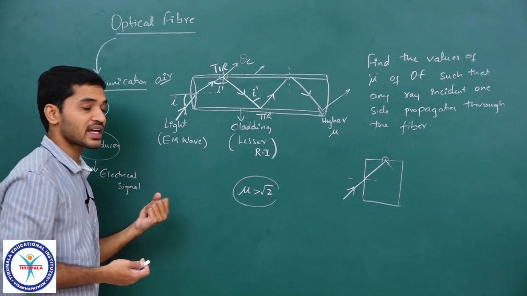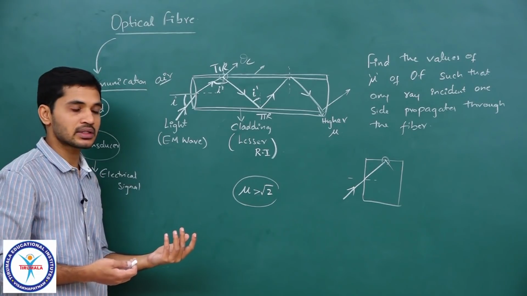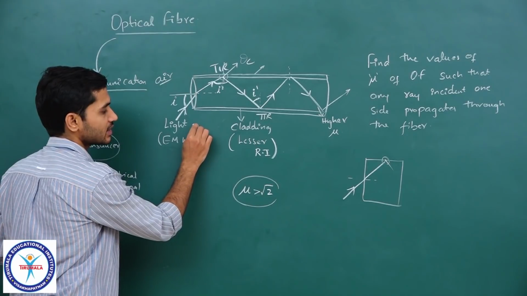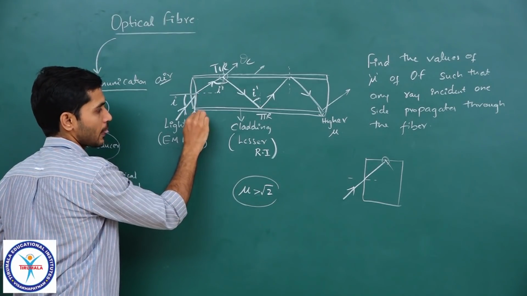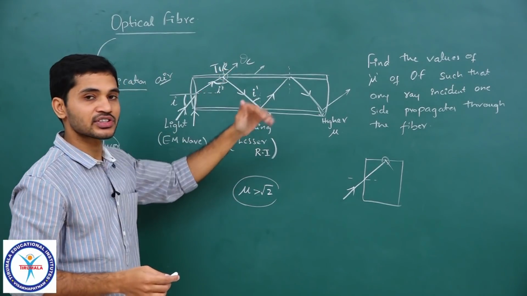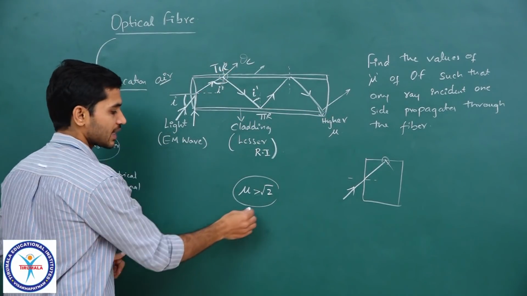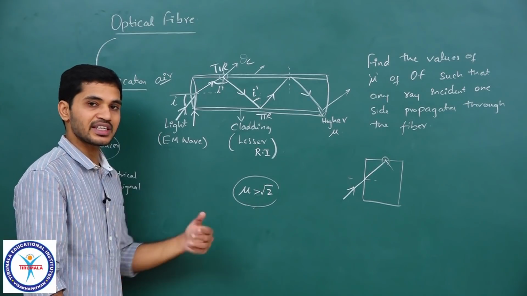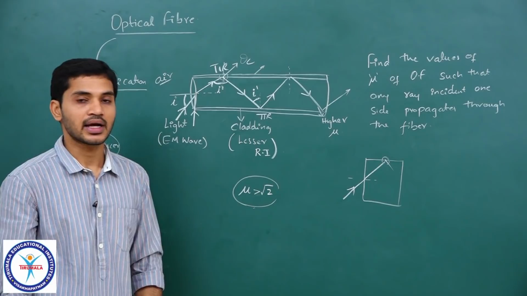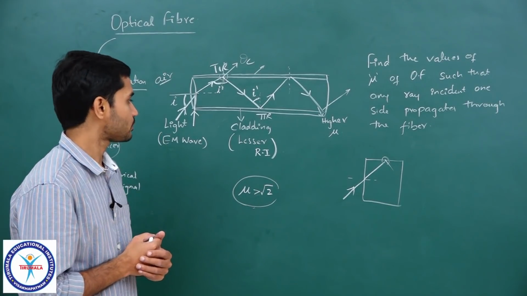So, the light ray which has the least probability to propagate is the one which is incident in a grazing manner. So, if the light ray is incident like this, it enters at theta c, and that is the light ray which is difficult to propagate. Now, this condition ensures that even that light ray can propagate. So, that is the basic idea about an optical fiber.